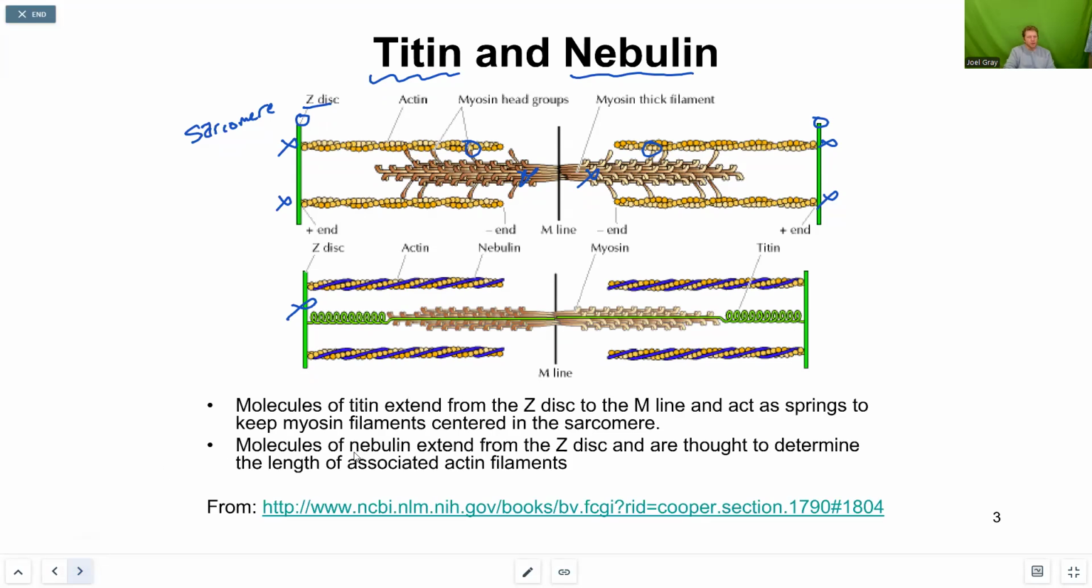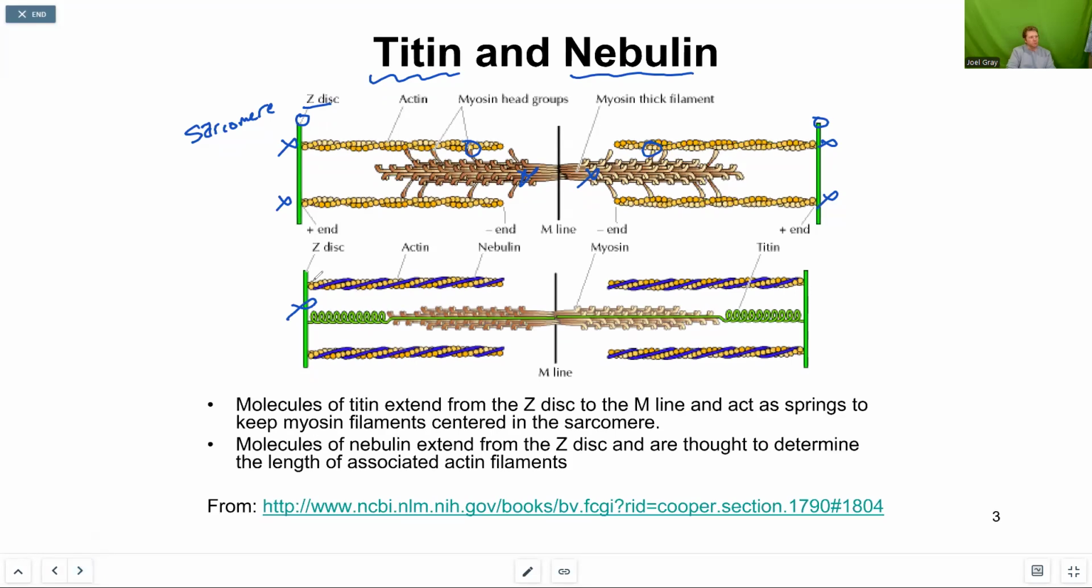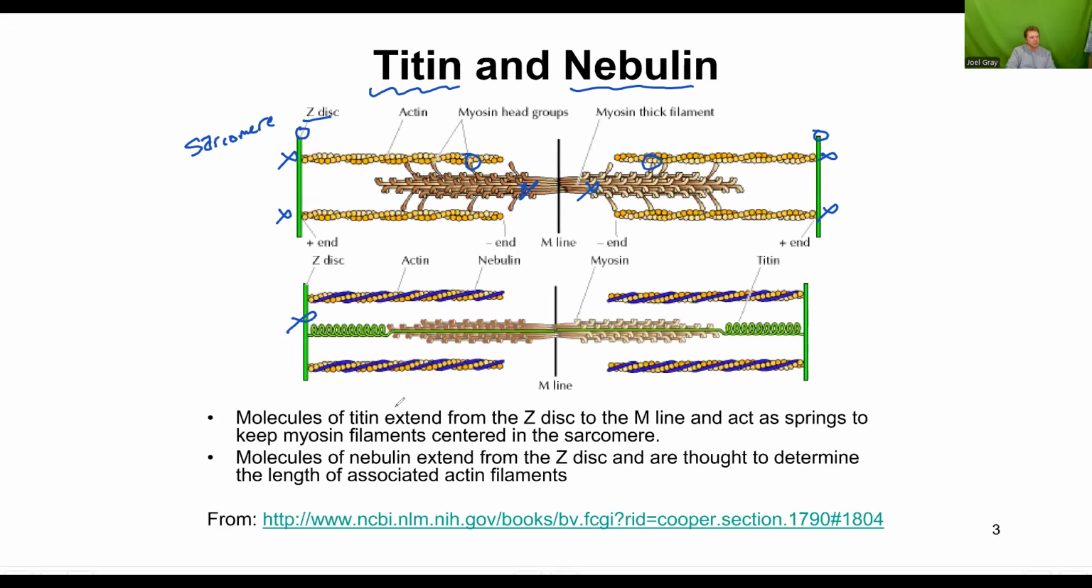Molecules of nebulin, another protein, are basically rotated around these actin filaments. They extend from the Z disk, and they're believed to determine the length of these actin filaments. I don't think this is too much of a stretch, but if this theory holds true, nebulin is playing some role in regulating the length of actin filaments.